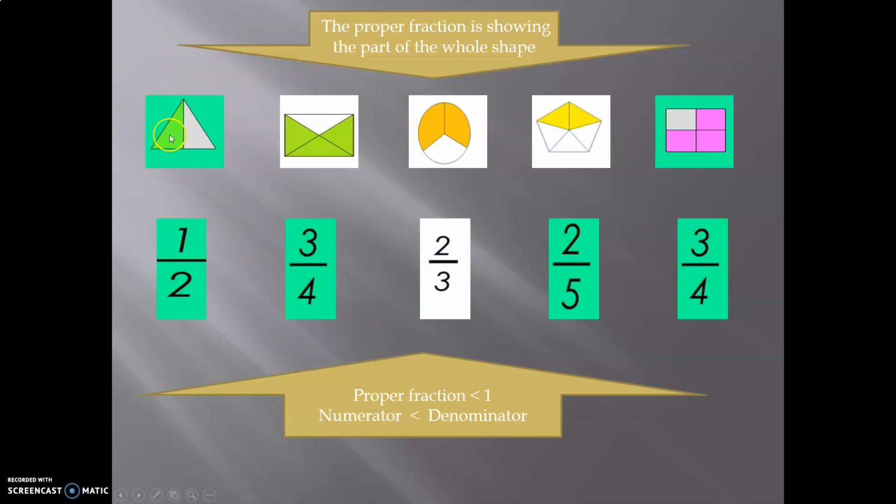You haven't completed the 1 shape. So, the proper fraction is always less than 1. Why? Because the numerator up is smaller than the denominator down. That's why it's called the proper fraction, because it explains only the parts that you colored out of the whole parts in the shape. Only 1 shape. So it's called proper fraction.